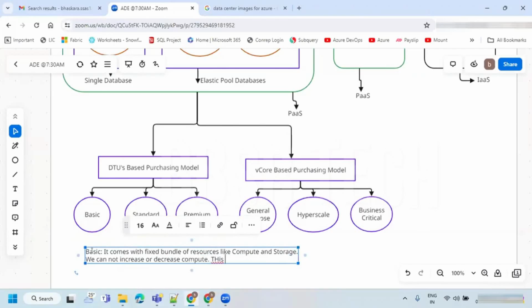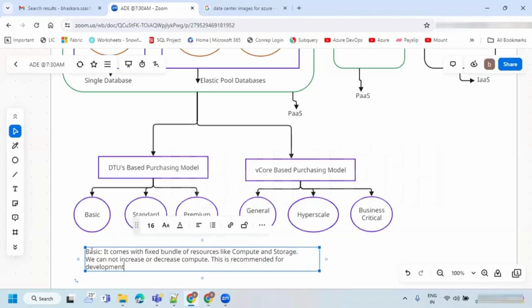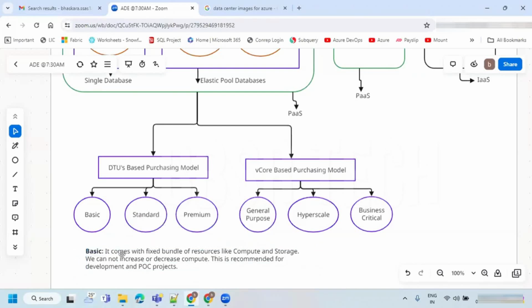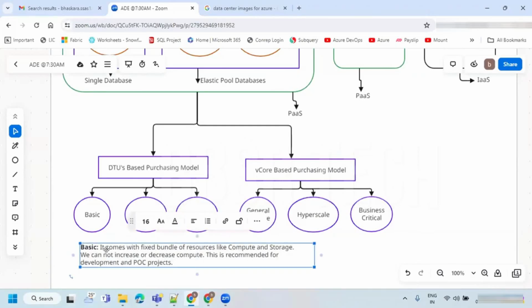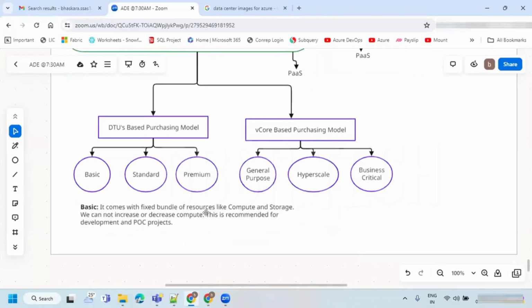And this is recommended for development and POCs. So if you have proof of concept kind of projects, then you can go for basic. Otherwise, I don't recommend it. And even for practicing purposes, in our activities, we can take this basic. Now I'm going to create a database with this basic pricing tier. This basic pricing tier is available in the DTU-based purchasing model. And let's go to the portal.